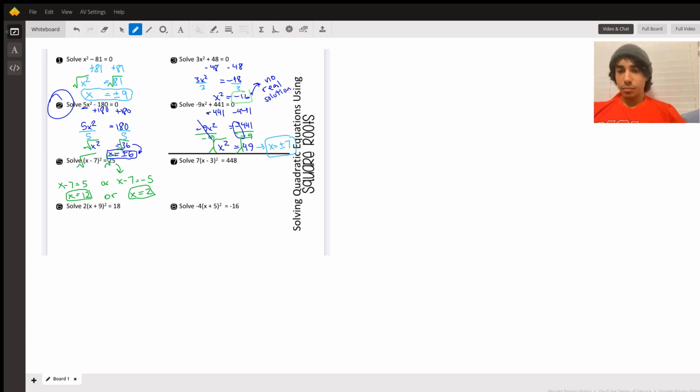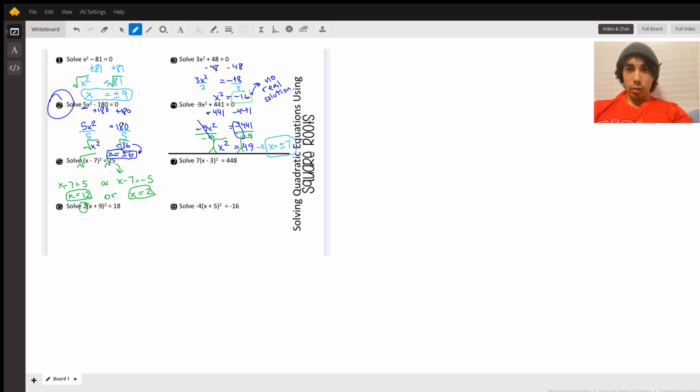Number 6. Okay, so this time, we've got a 2 out in front. Whenever we have a number out in front of the parentheses, your step is going to be, and this is again something you can write down, and you can also watch me work it out: 1, divide out whatever is in front. 2, take the square root. 3, split it into 2 equations like I just did, and then 4 is going to be do your addition and subtraction. You can pause the video if you want, write down those steps.